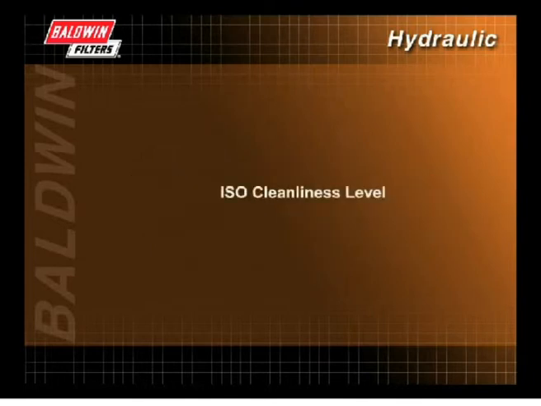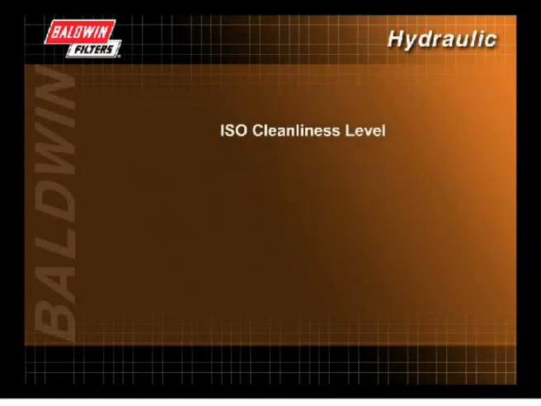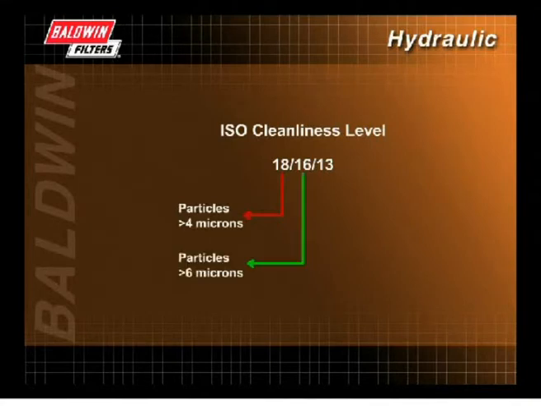For example, a hydraulic cartridge valve manufacturer may recommend an ISO cleanliness level of 18, 16, 13 for their product. 18 equals the range of number of particles greater than 4 microns. 16 equals the range of number of particles greater than 6 microns. 13 equals the range of number of particles greater than 14 microns.